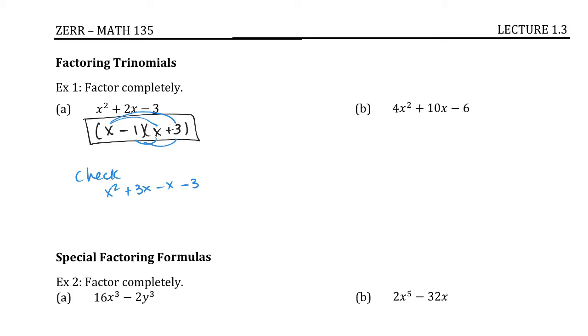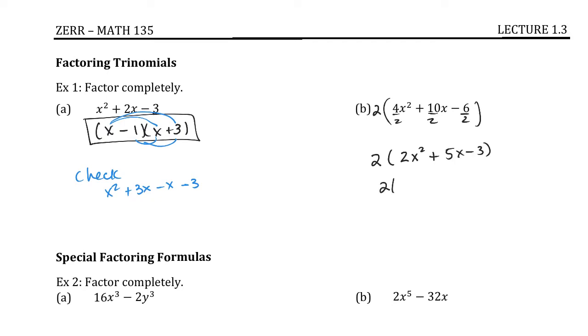Okay, let's try this next one. We need to come up with a multiplication problem that results in that answer. So first I notice everything's even. So if I were going to divide everything by 2, that's factoring out the common factor. Okay, so I'm going to factor out that 2, which means I'm dividing everything by 2. So I'd be left with 2x squared plus 5x minus 3.